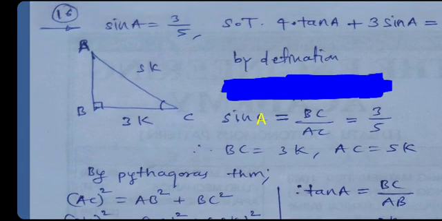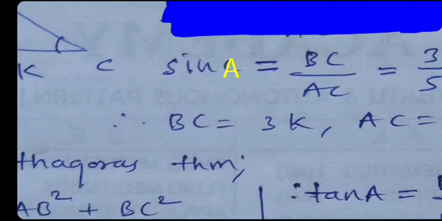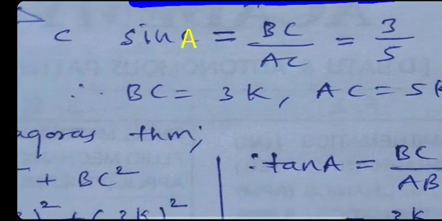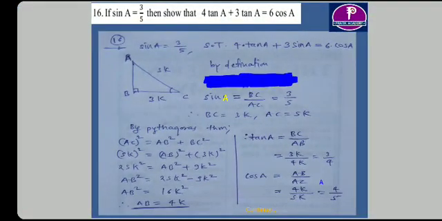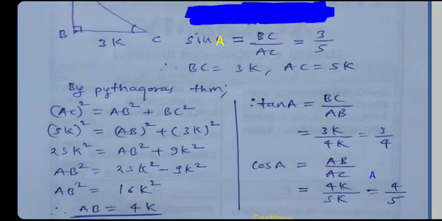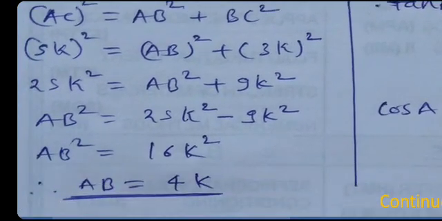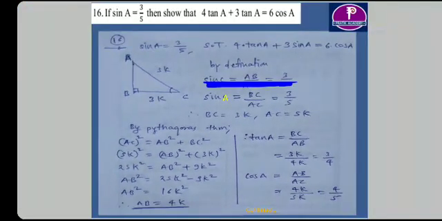Sin A is given 3 upon 5. So sin A is BC upon AC from this figure, but its value is given 3 upon 5. So BC becomes 3k, AC becomes 5k here. Okay, now use Pythagoras theorem to find out the remaining side. So using Pythagoras theorem, we get AC square is equal to AB square plus BC square, and putting values we get AB as 4. Okay, then first find out what is tan A.